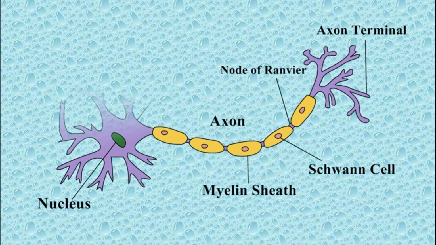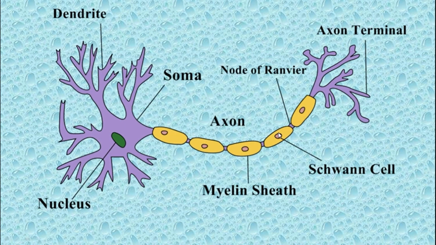Getting back into the structure, the last but not the least is the axon terminal, also known as the axonal terminal. The axonal terminal is the ending of a nerve cell or a neuron, and it is also branched like the dendrite, in the form of a tree.